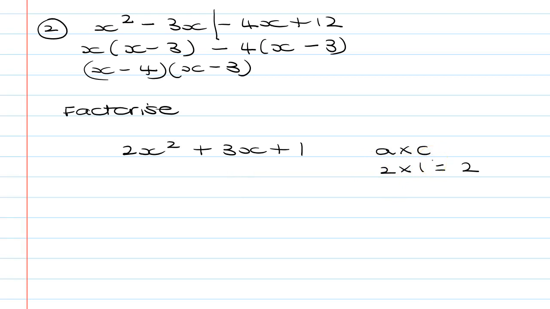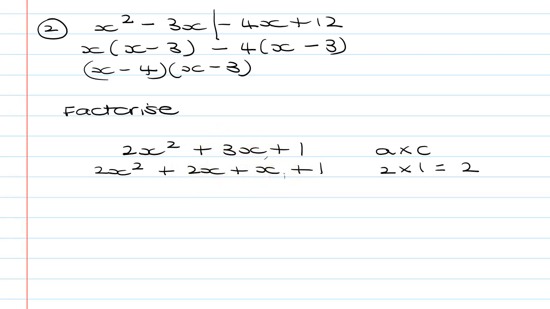Now it's done slightly differently to the previous one because once we've found those two numbers, we're going to break down this middle term into those two numbers. So I'm going to rewrite plus 3x with the new numbers that we found, keeping the other two terms the same. So we've got 2x squared plus 2x plus 1x, so that makes our 3x, plus the 1. Okay, so all we've done is broken down that single middle term into two.